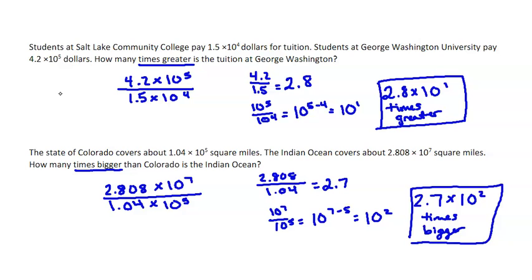We divide our mantissas to get 2.7. We end up dividing our 2 powers of 10 and subtracting our exponents to get 10 to the 2nd. So it is 2.7 times 10 to the 2nd times bigger, which is the same thing as 270 times bigger.